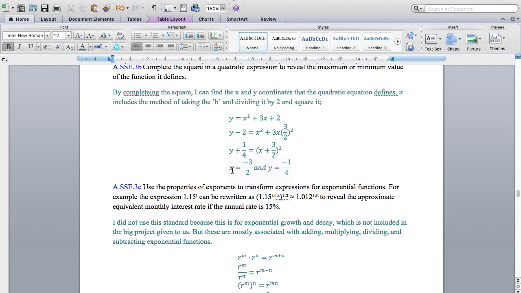The answer is the minimum or maximum value of the function. It defines x and y intercept. There will be 2 answers.